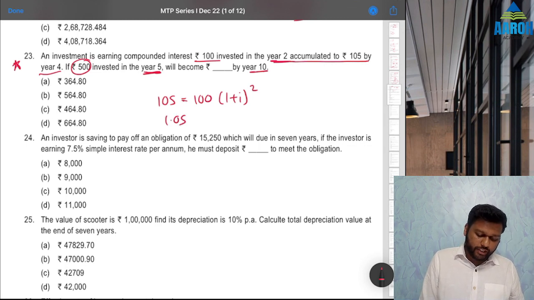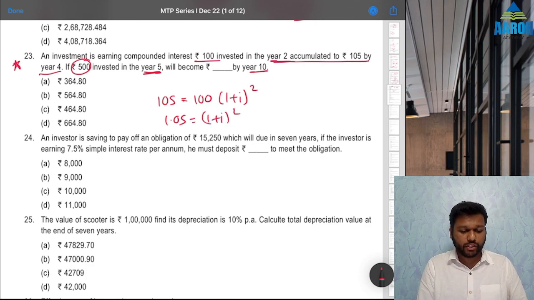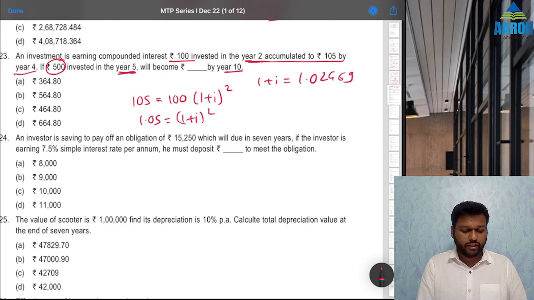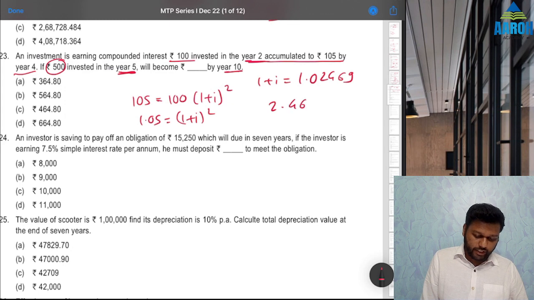If we divide, 1.05 is equal to (1 plus i) raised to 2. So we can just take the square root of 1.05. So 1 plus i will be 1.02469, or if we subtract 1, then i is going to be, in percentage terms, 2.4695%, right? Or 1 plus i is going to be this, that's it.